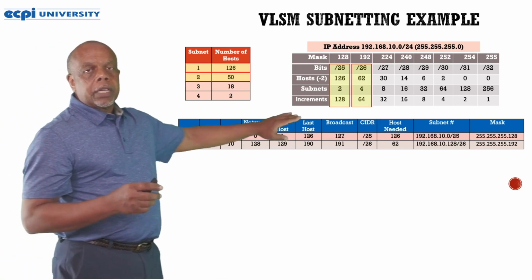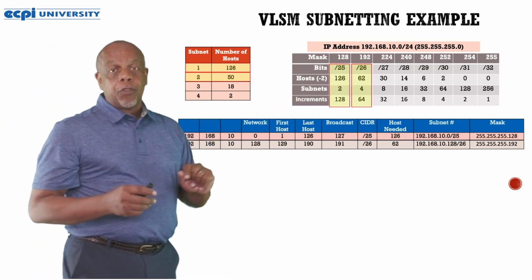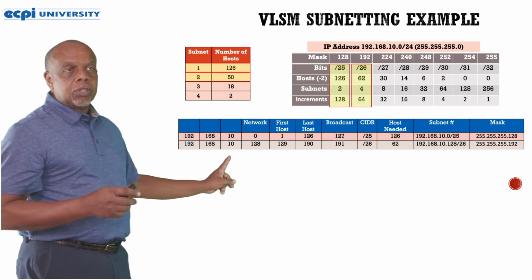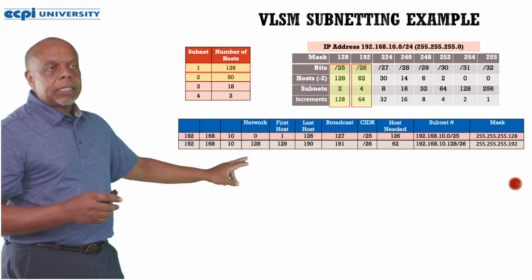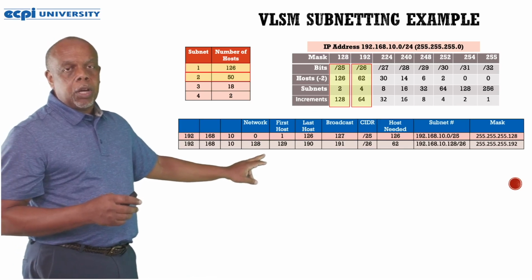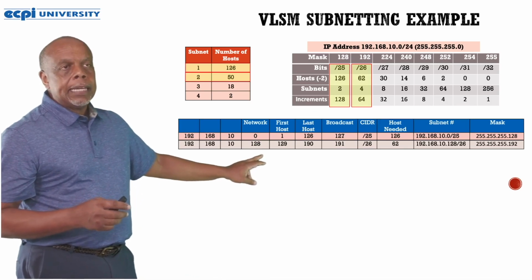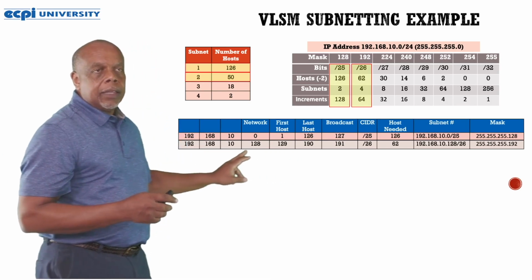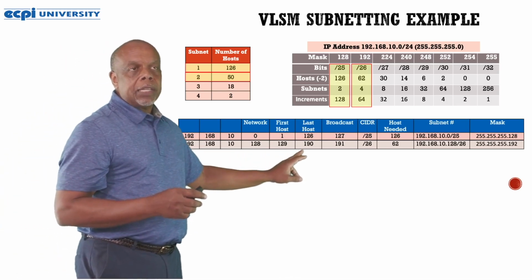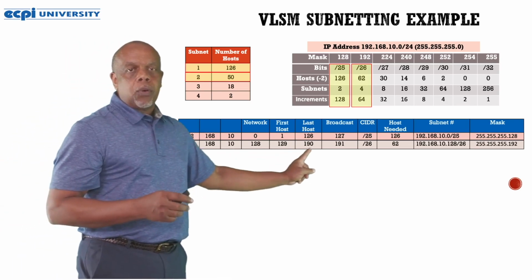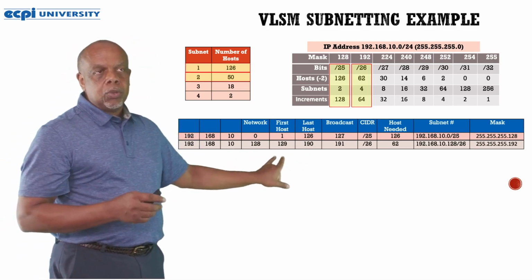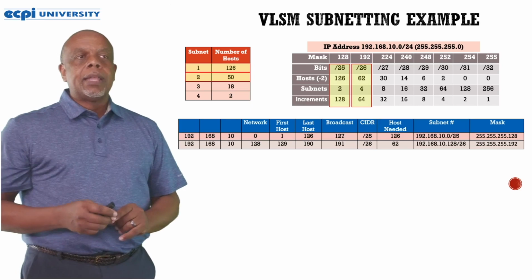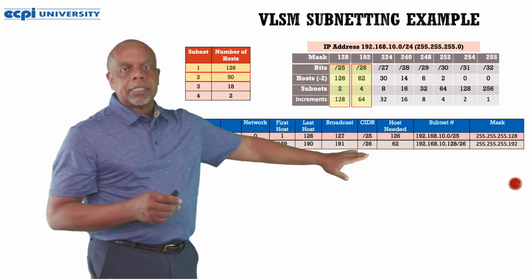Now, if you look, I have incremented at 64. So now I'm just going to use 64 IP addresses. So my first usable host is going to be 129. The last is going to be 190. And the broadcast is 191. So that is my 64 IP addresses. The 62 usable are between 129 and 190. So that's how I get my 62.